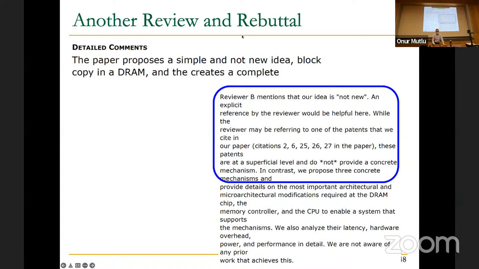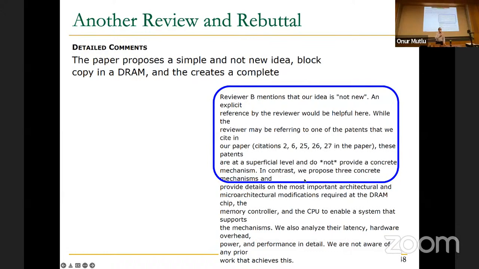This is another kind of review you get if your idea is actually simple like this. For example, this reviewer says the paper proposes a simple and not new idea, block copy in a DRAM, and creates a complete system without providing any references. This is actually a bad reviewing practice, because the reviewer says this is not new, but on what basis do you say this is not new? You usually get a chance to rebut the comments. We politely said, an explicit reference by the reviewer would be helpful here. While the reviewer may be referring to one of the patents that we cite in our paper, and there are many patents that talk about something like this, they never discuss what they use. These patents are at a superficial level and do not provide a concrete mechanism. In contrast, our paper provides three concrete mechanisms.